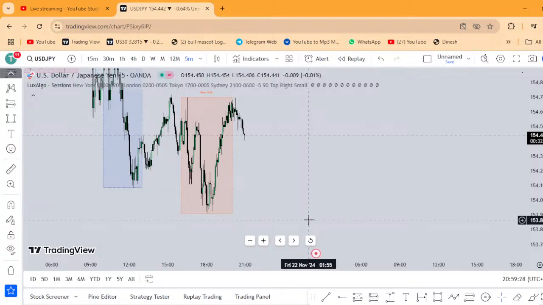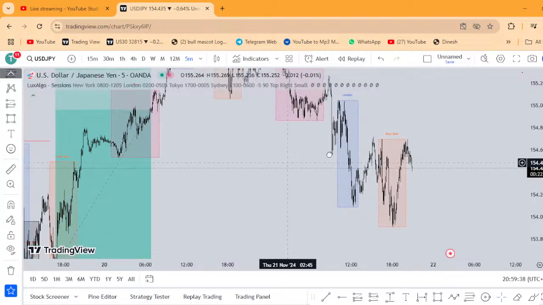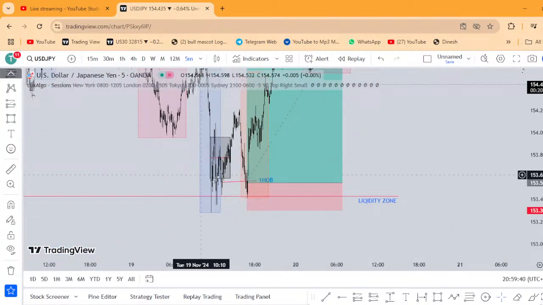So whenever price taps onto those highs and lows, you focus on getting a market structure shift to deliver your price on another side. As simple and as clear as that. So that is how you go about using liquidity.